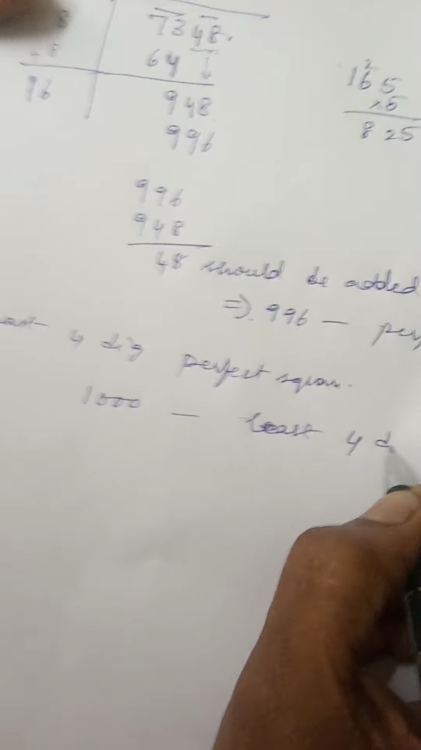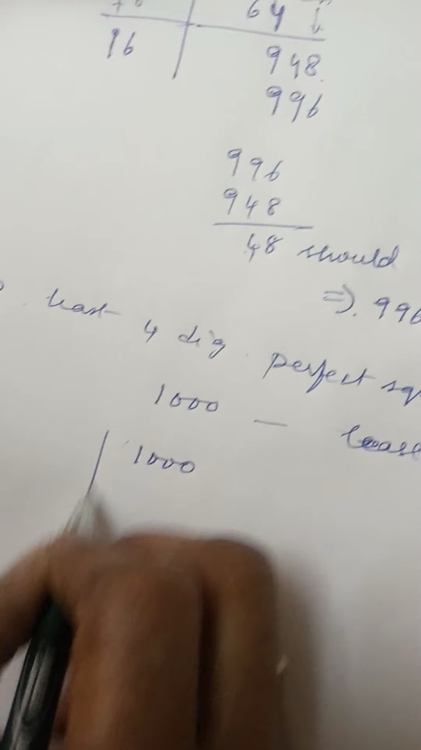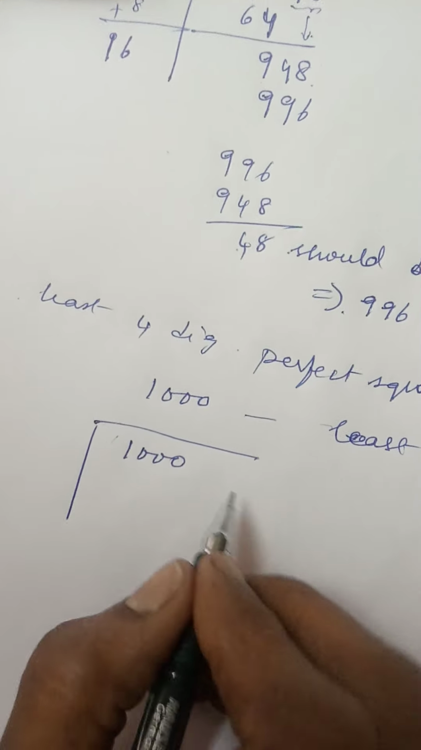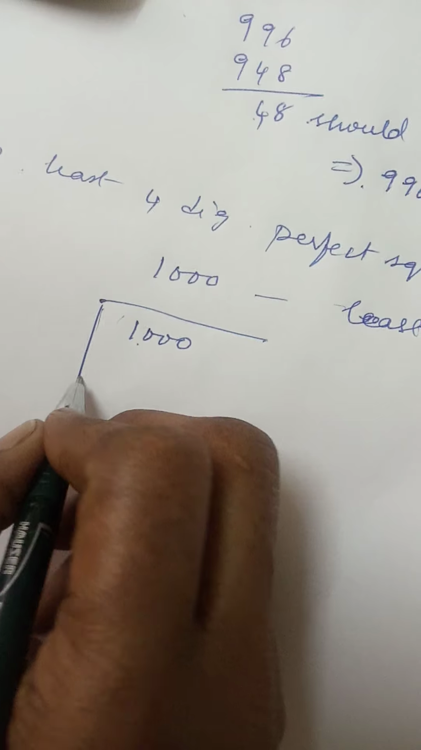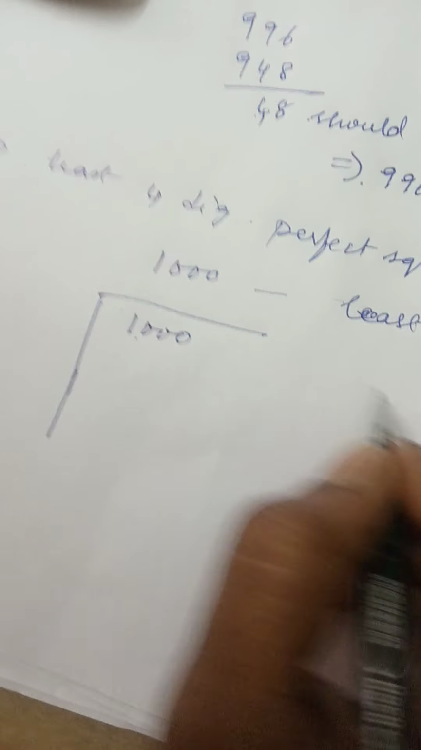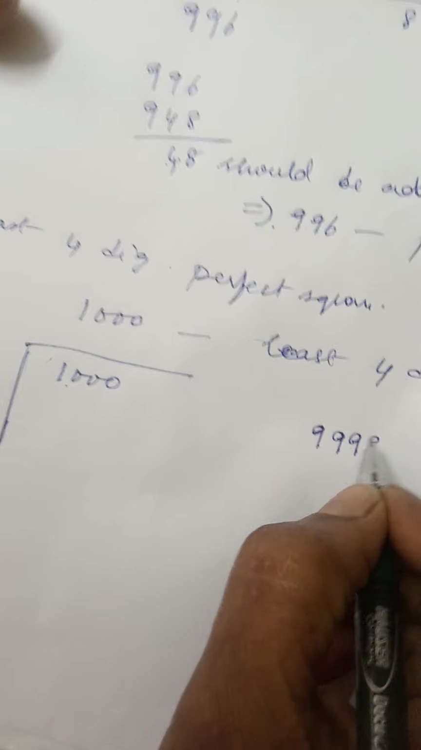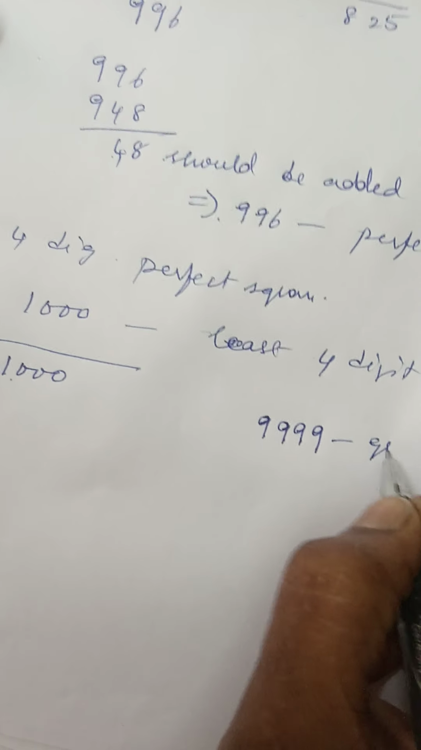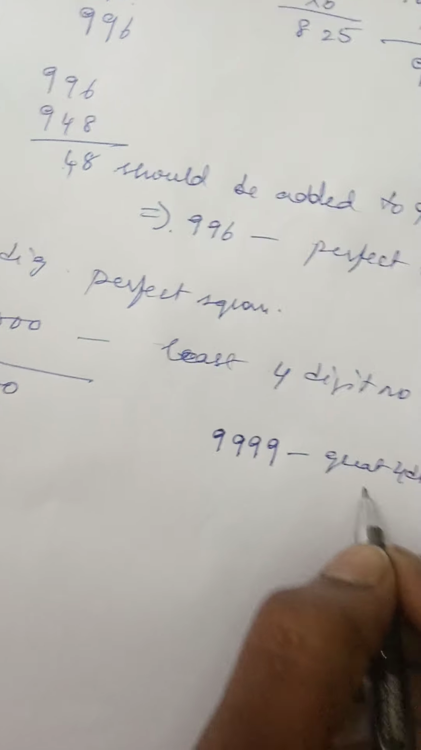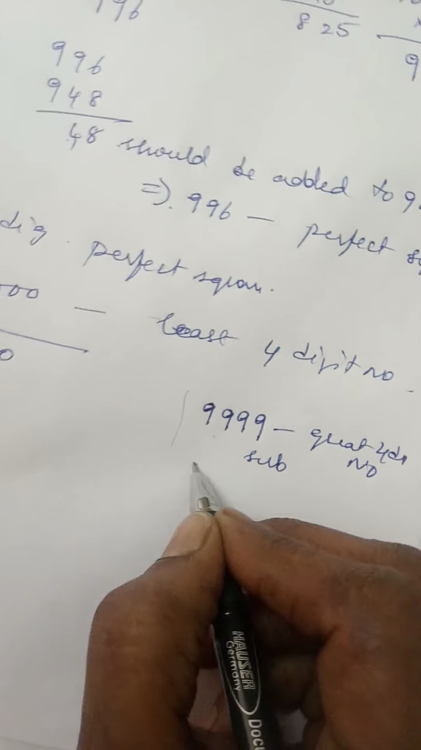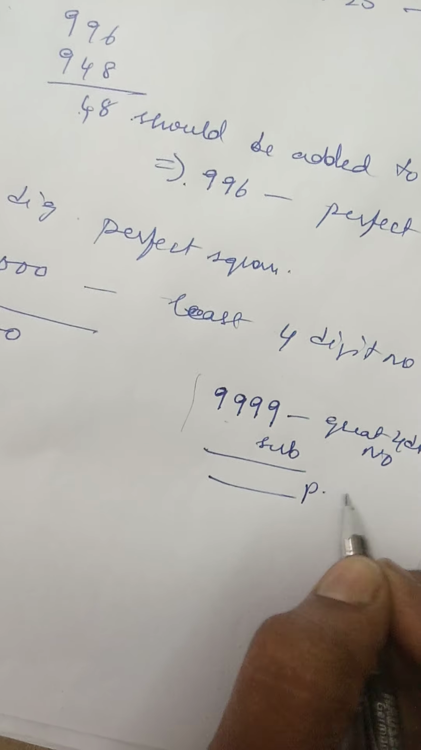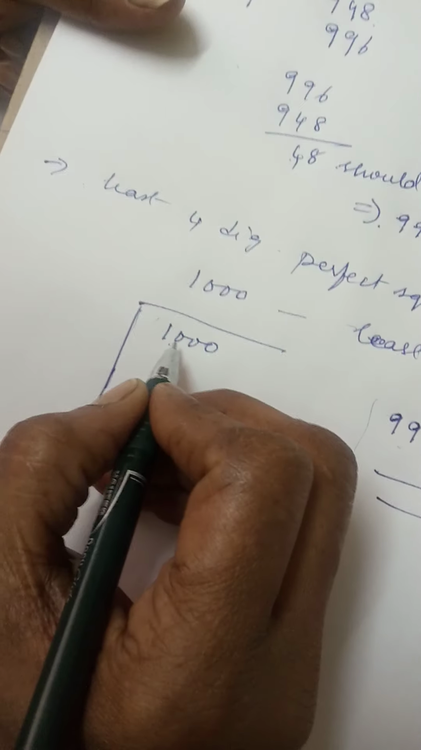For the least 4 digit number, we'll find out the square root and then add so that we get the least 4 digit perfect square. If you say greatest, 4 nines we have to take, and from that you have to subtract. So 4 nines is the greatest 4 digit number. From there, if you find the square root and do subtraction, you get a 4 digit perfect square. Now this is the least number, so we should take addition.